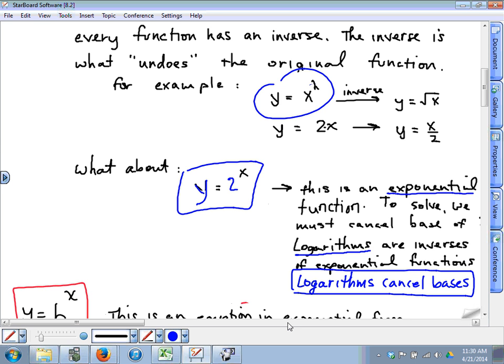about what function the logarithm performs. A logarithm cancels a base. Why would we want to cancel a base? Well, if the exponent is a variable, we would want to cancel the base to solve for that variable.